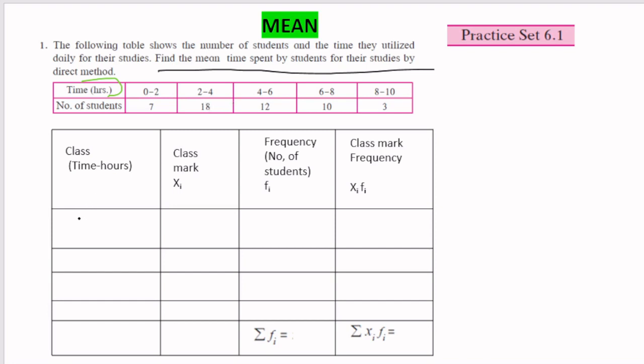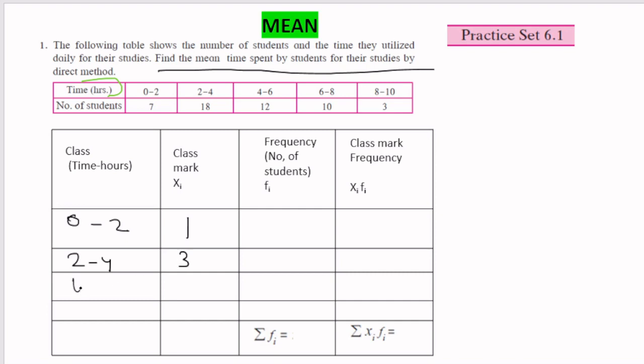So what we have to do, the classes are already given, 0 to 2. Now you have to find the class mark. How to find the class mark? I said upper limit plus lower limit divided by 2. So 2 plus 0 is 2, divided by 2 is 1. Similarly, for the next one, 2 to 4, 4 plus 2 is 6, 6 divided by 2 is 3.